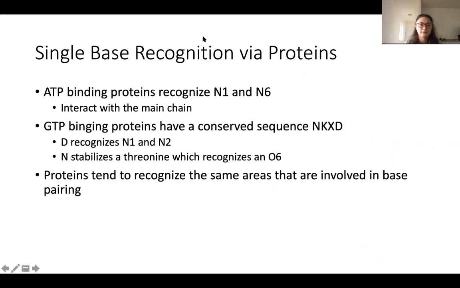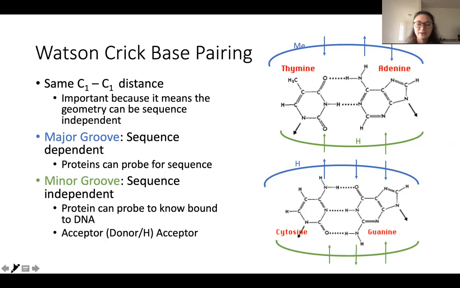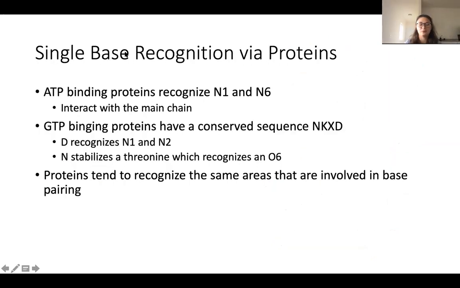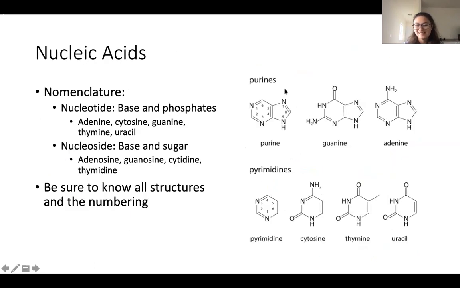Okay, in this part, I'm talking about probing DNA. Here, I'm talking about recognizing single bases. So when we want to bind ATP or GTP, this is not a nucleic acid polymer. This is just the single nucleotides themselves. And so ATP binding proteins recognize N1 and N6, and GTP binding proteins recognize N1, N2, and the O6. So this is why it's good to know these things.